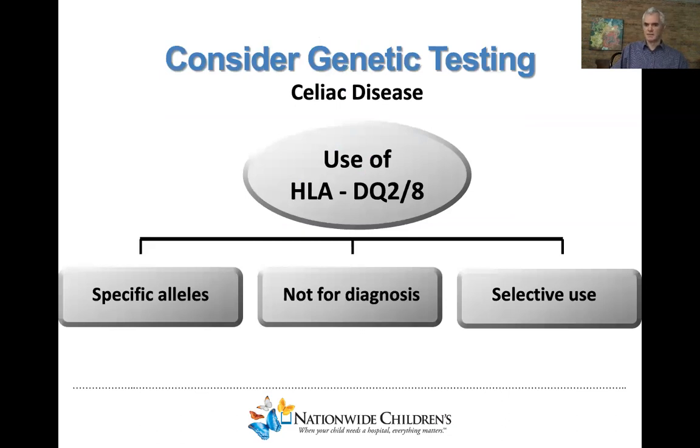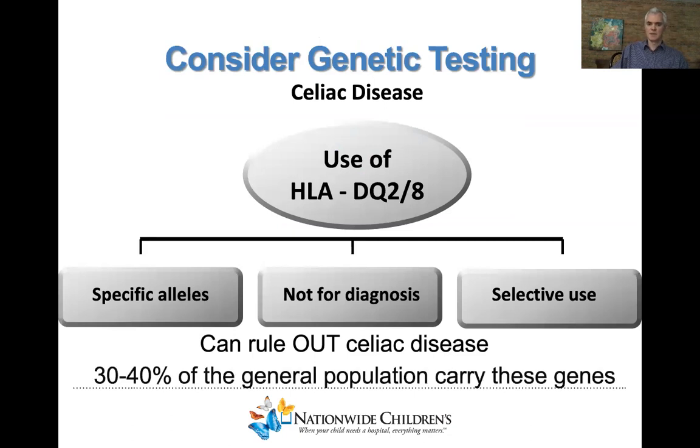What about genetics? Well, these should really only be used for selective use, probably by a pediatric gastroenterologist, but if you do decide to use them in general practice, please make sure that you are using specific alleles for DQ2 and DQ8, and it cannot be used for diagnosis. It can sometimes be used to rule out celiac disease, for example, if someone is already on a gluten-free diet. But this is because, recall, 30 to 40% of the general population carry these genes, the majority of which do not develop celiac disease. So can rule out, but not rule in celiac disease.